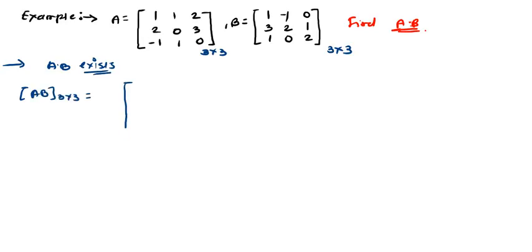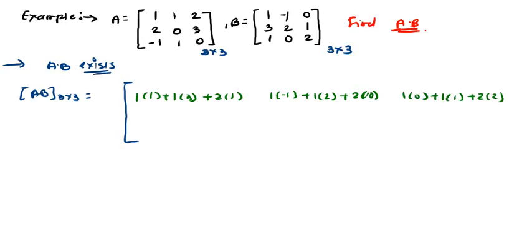Okay, so we need to multiply now. Consider first row, first column. Let's see how to get it: 1 into 1 plus 1 into 3 plus 2 into 1. Now the second entry will be first row, second column: 1 into minus 1 plus 1 into 2 plus 2 into 0. Now the third entry, first row, third column: 1 into 0 plus 1 into 1 plus 2 into 2.